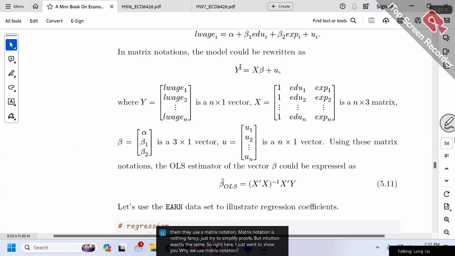By using matrix notation, Y will be a column of those Ys, for example Y1, Y2, Y3, until Yn. X is an n by k matrix. For example, the first column will be the constant, and then education for the first person, second person, third person, until the very last one.